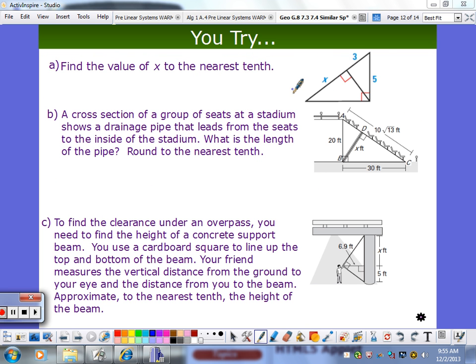All right, so here's a couple ways. The first way that I saw how to do this was I said, okay, I have a leg. My theorem says that this 5 is the geometric mean of what? Of what? 3, right? This little piece. And the whole thing.